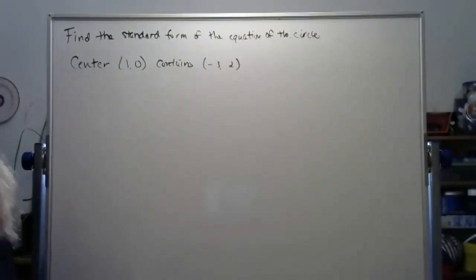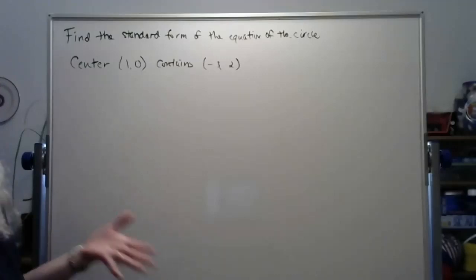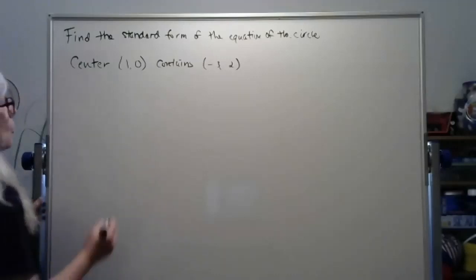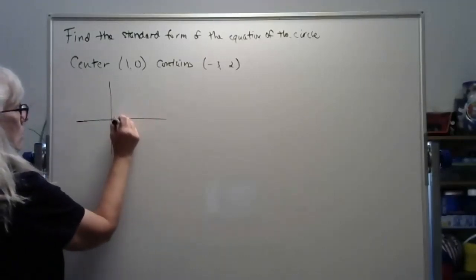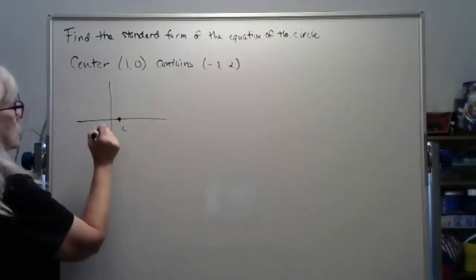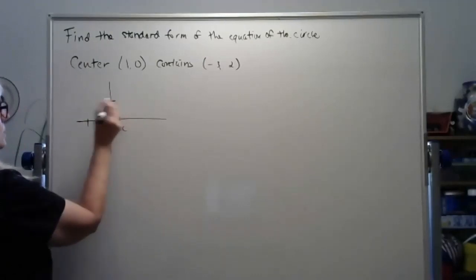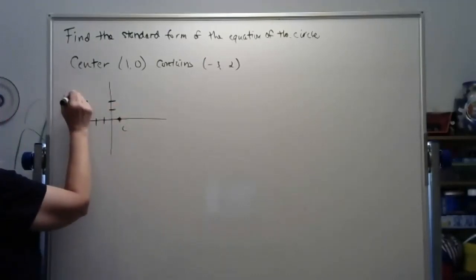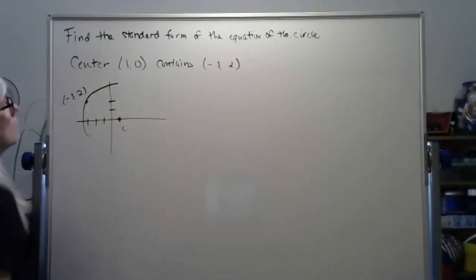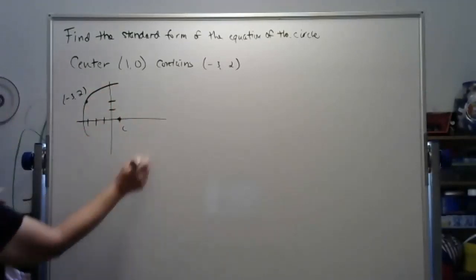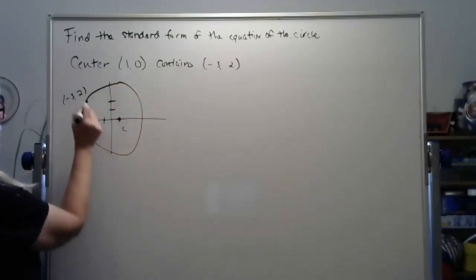So I think that in order to understand what they're asking, it helps to kind of draw a picture. So we know that the center of our circle is at 1, 0. So here's 1, 0. That is the center. And I know it goes through the point -3, 2. So over here is -3, 2. And the circle is coming in and doing this kind of thing. So that's what I've got. I've got a whole circle, but I know it goes through this point.